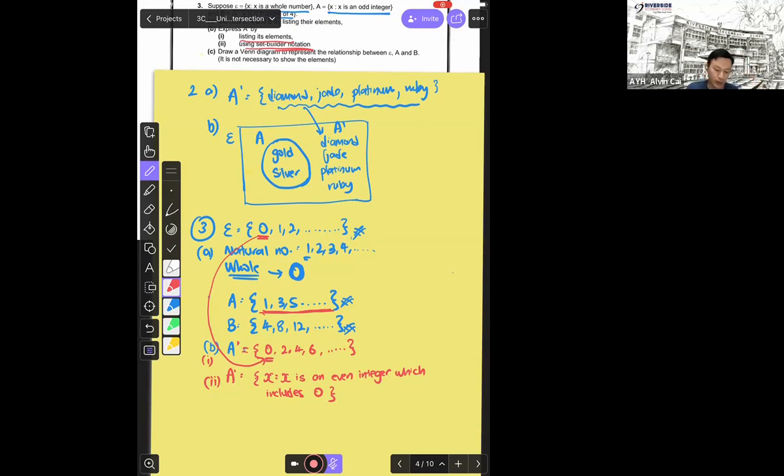Okay, so why do I need to indicate specifically over here that it's an even integer and includes 0? Because if you recall, integer doesn't include 0. Take note, integer does not include 0.